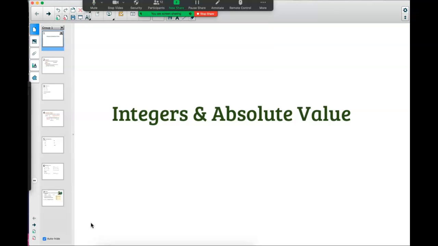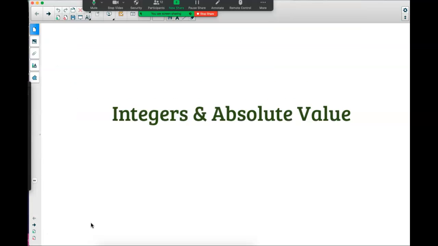So we're going to start today with talking about integers and absolute value for the first part, and then we're going to move on to adding integers. So we're going to do two things. Okay. I'm going to have you write a few things in your notes because you're going to need to remember some of this stuff, especially as you're doing your homework.